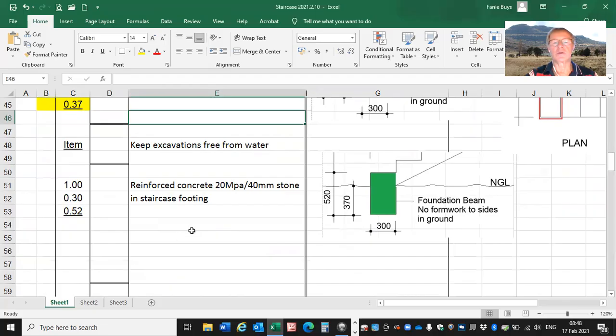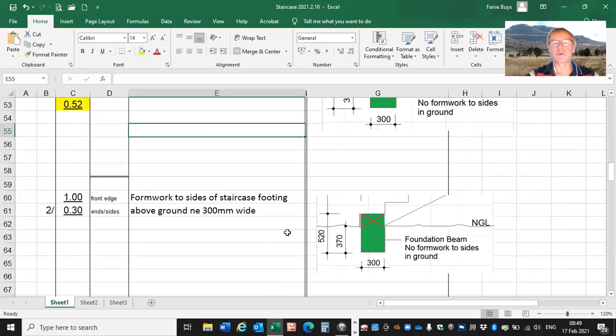And then we do the reinforced concrete 20 MPa 40 millimeter stone in staircase footing. So we're going to measure that as the reinforced concrete staircase footing. And it is the length of the footing times the width of the footing, which is 300 millimeter wide, times the total depth of the beam, which is given as 520. The full depth of that beam, 0.52.